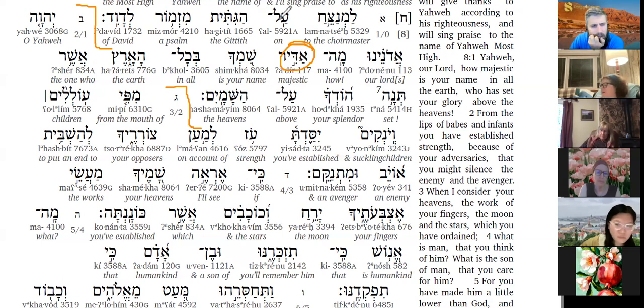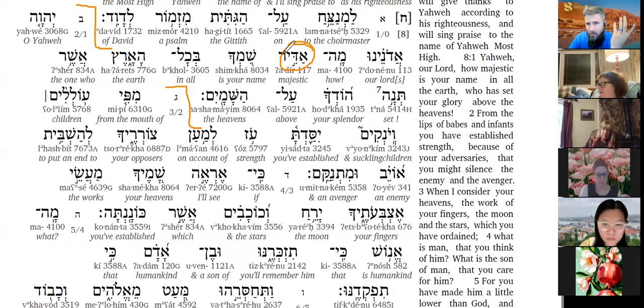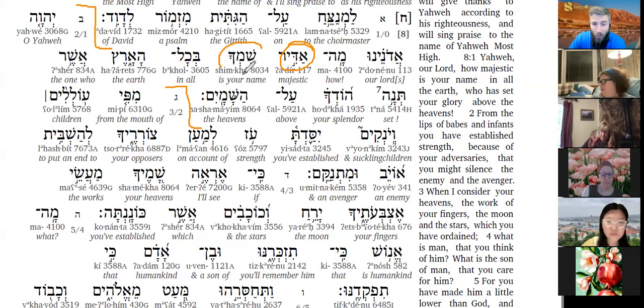Adir has to do with powerful, not just wow, majesty. Well, majesty, majestic does include powerful in its meaning, but shimcha, again, your name is what's majestic, or your name which refers to your identity and your reputation. Bechol haaretz, and all the earth.